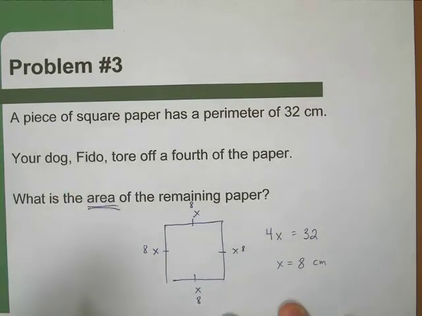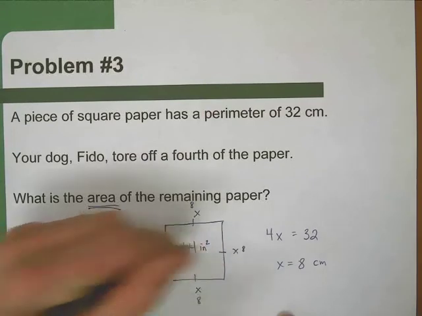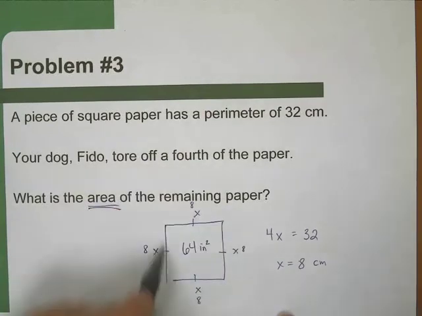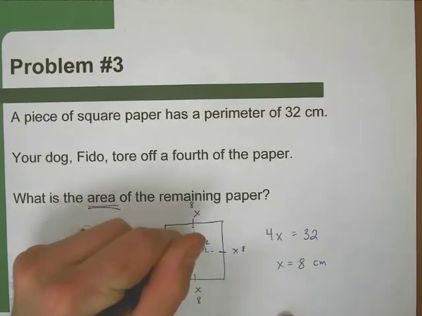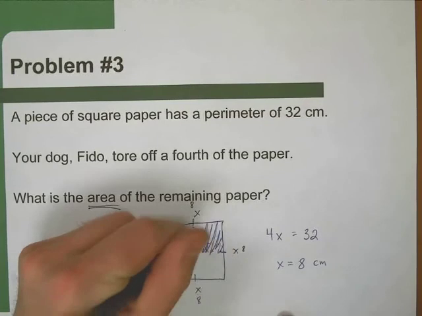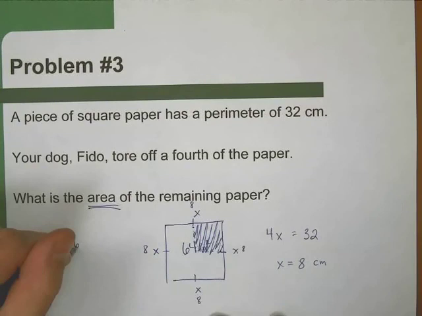Your dog Fido tore off 1/4 of the paper. What's the area? Notice it's not asking for perimeter anymore. What's the area of the remaining paper? Well, I think first we need to find out what was the area of the original paper, right? The original area was 64 square inches. I get that by multiplying base of 8 times height of 8. 8 times 8 is 64. 1/4 of that is gone, right? Let's just say that Fido had a very square bite. And so this part disappears. Well, what's remaining?